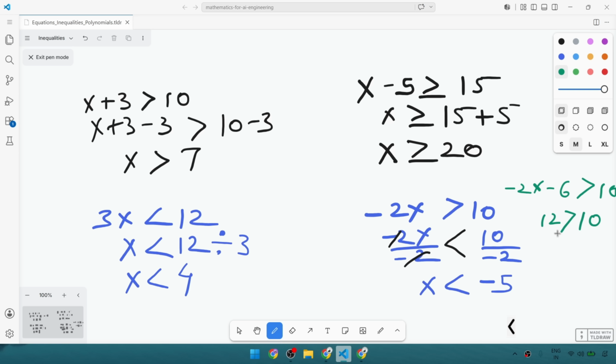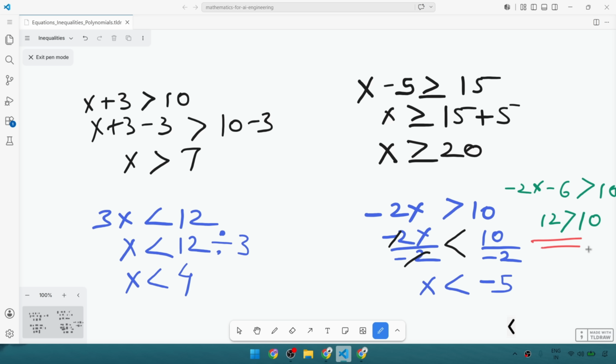Which is true. And like this, you can take any number for the x which is less than minus 5, and it should give you true for your inequalities. Let's say if you will take minus 7, so it will be 14 is greater than 10. And like this, you can try to put different values and see what is happening, and validate whatever inequalities we just solved.